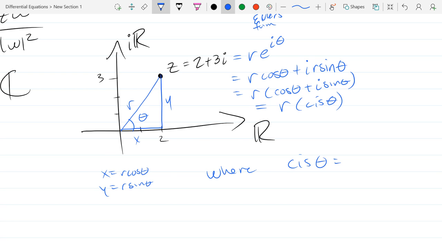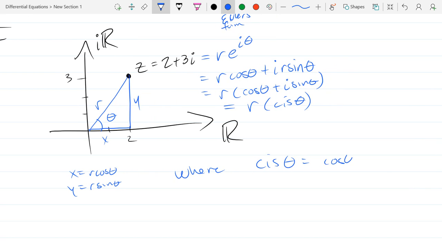Where cis theta is cos theta plus i sine theta. I don't know if this book uses it, but somewhere along the way I ran into that, so you might see a cis function, which stands for cosine imaginary sine, I think. So it's the cosine theta plus i times sine theta.